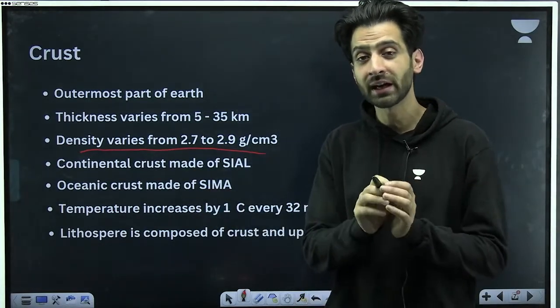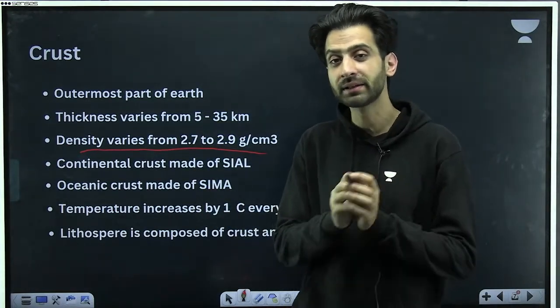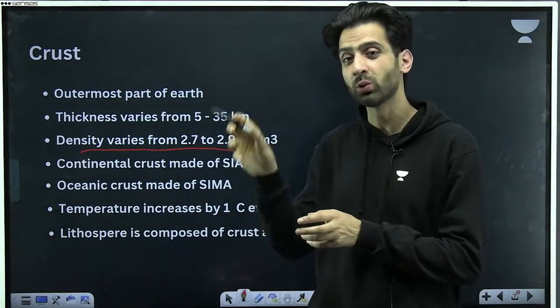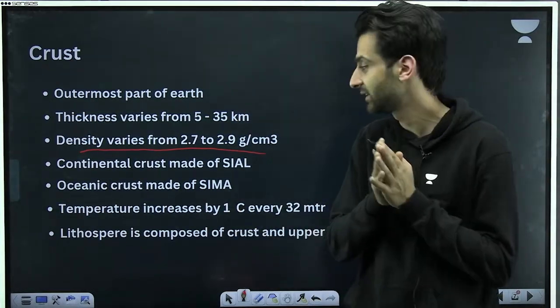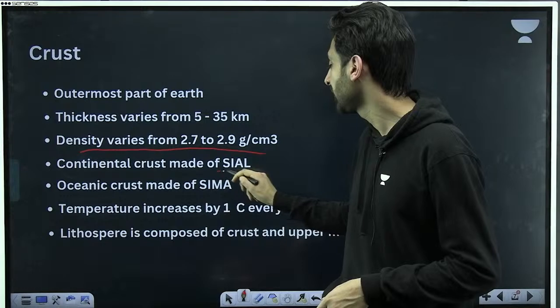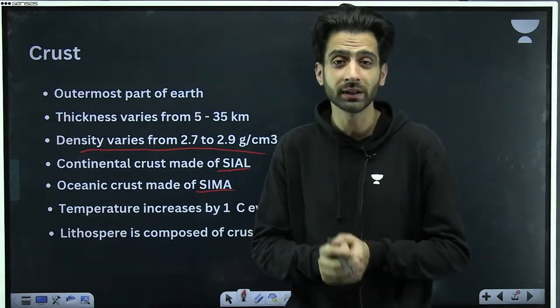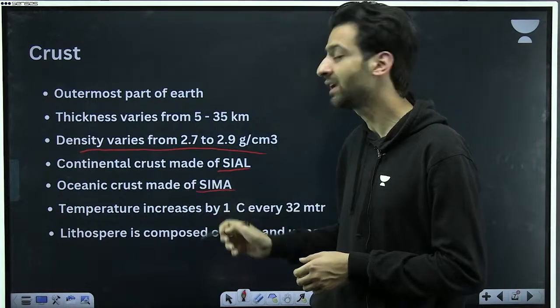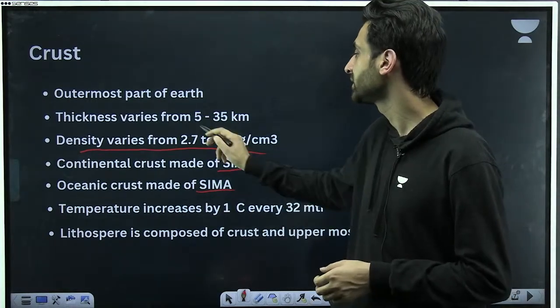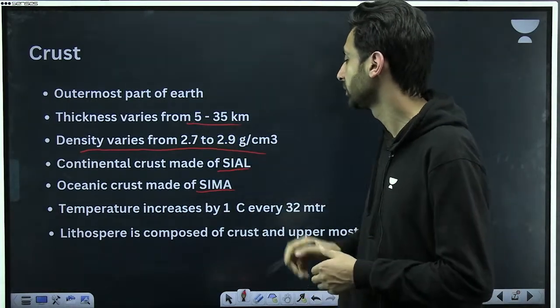2.7 to 2.9 grams per centimeter cube. Why is it varying? Because of the differences between the oceanic crust and the continental crust. And this is Sial and Sima that I already explained. Sial is in the continental crust, while the oceanic crust is made up of Sima. The thickness ranges from 5 to 35 kilometers.